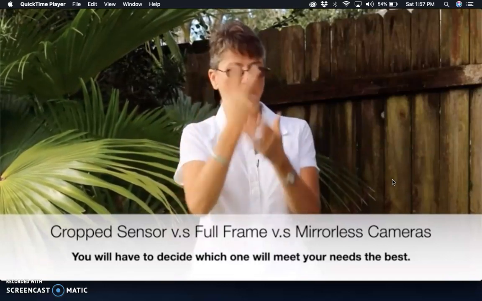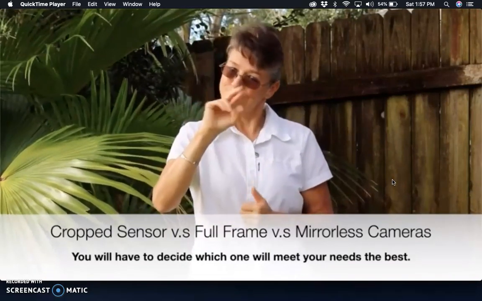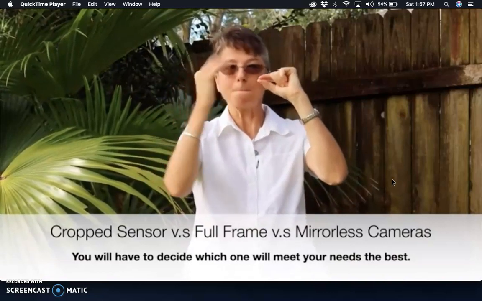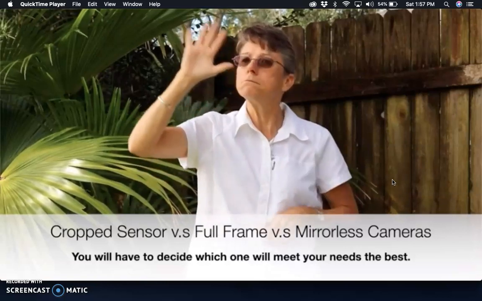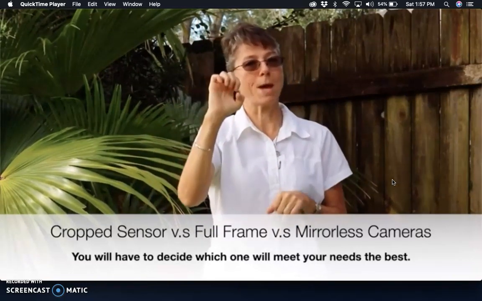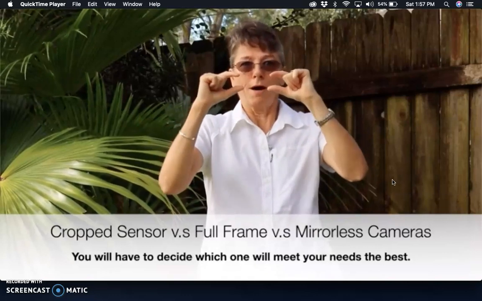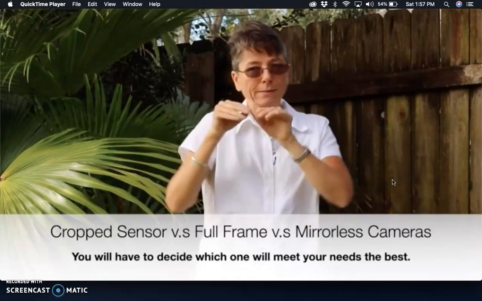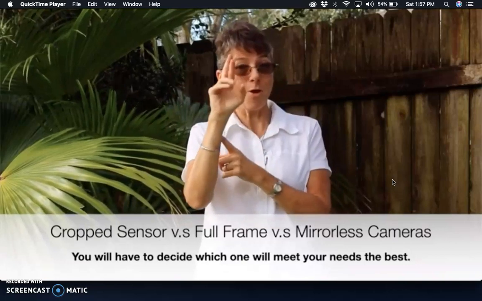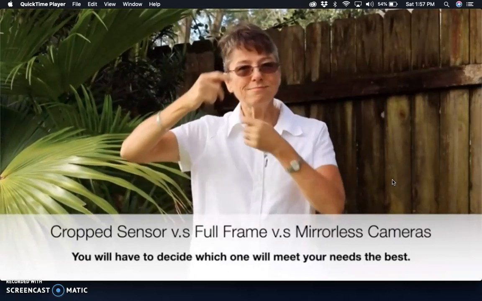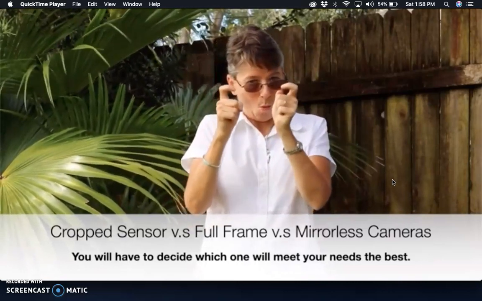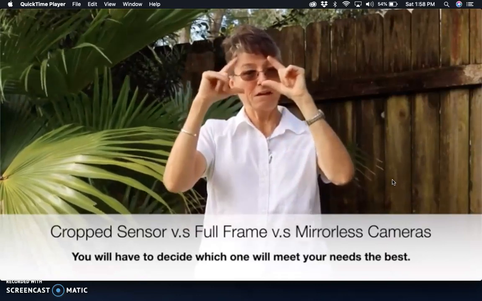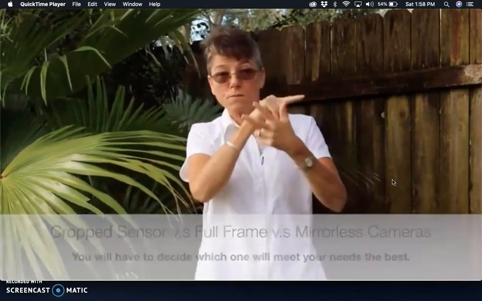So there's my favorite, which is the crop sensor. That's what both of mine are. So the mirror inside of it is small. But most professionals prefer to use a full frame camera, and the mirror inside is quite large. Or there are mirrorless cameras, and they use special technology to control all of that. They're interesting. So you decide which one you want.